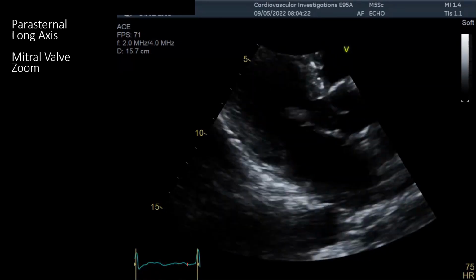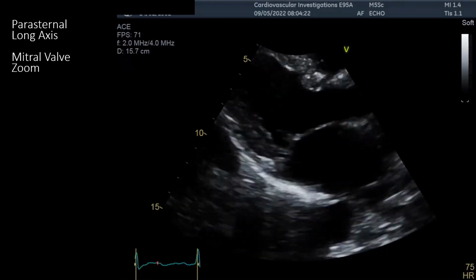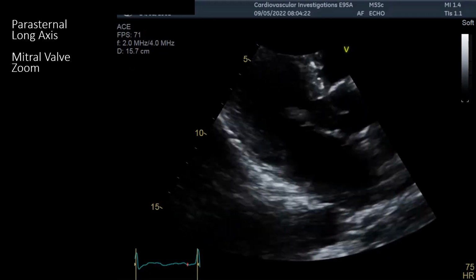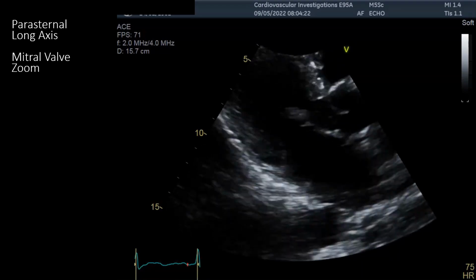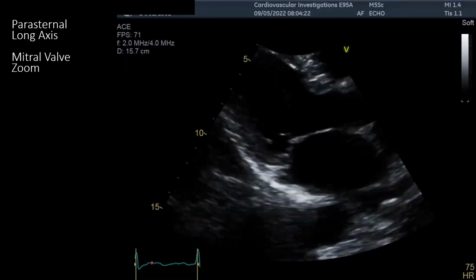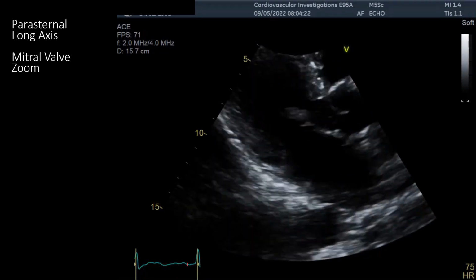And now we're just returning to the same parasternal long axis view, but we're now zoomed on the mitral valve. And again, this allows us to look at the thickness of the mitral valve leaflets and their movement to look for any pathological movements.